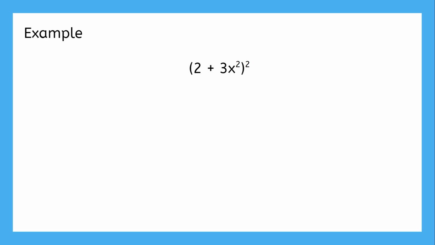Let's try this one. It doesn't look like we're multiplying anything, but remember what squaring means. That 2 plus 3x squared is being multiplied by itself. So 2 plus 3x squared is both the first and the second binomial. And if we're squaring a binomial, we can use the rule. Pause the video here and try this one yourself.